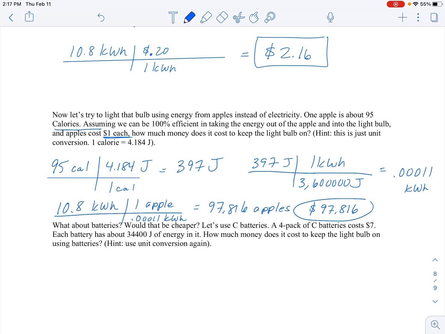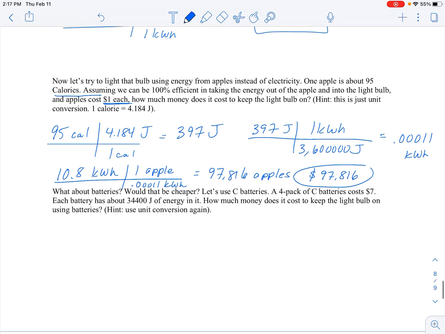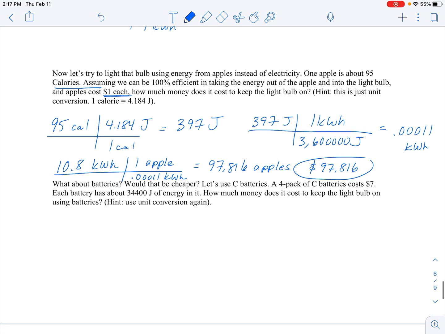Okay, what about batteries? Would that be cheaper? Let's use C batteries. This 4-pack of C batteries is $7. Each battery has about 34,400 joules of energy in it. How much money does it cost to keep the light bulb on using batteries? Okay, well, let's do our kilowatt hours again.